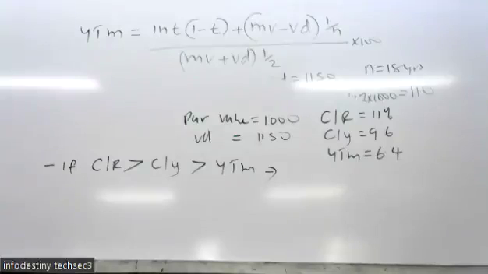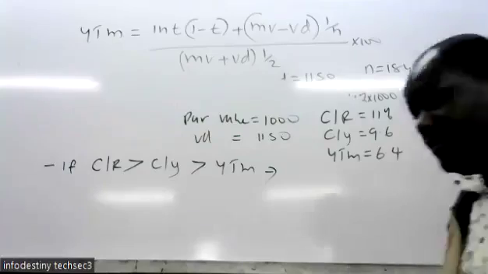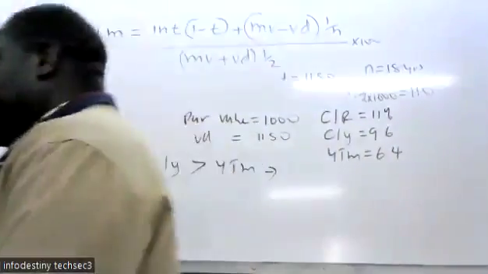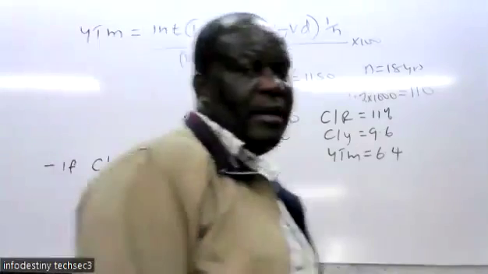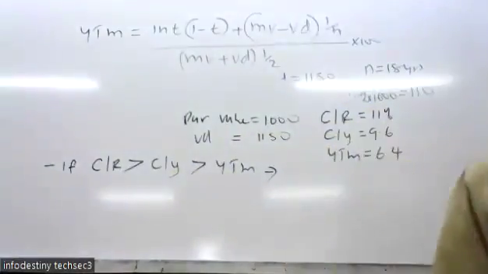So if the coupon rate is greater than the current yield, which is also greater than the yield to maturity, then the bond will be selling at a premium.